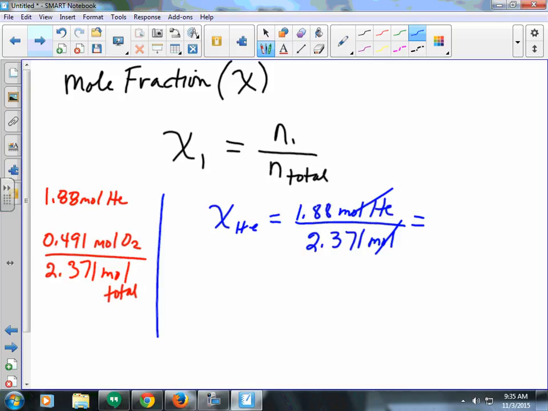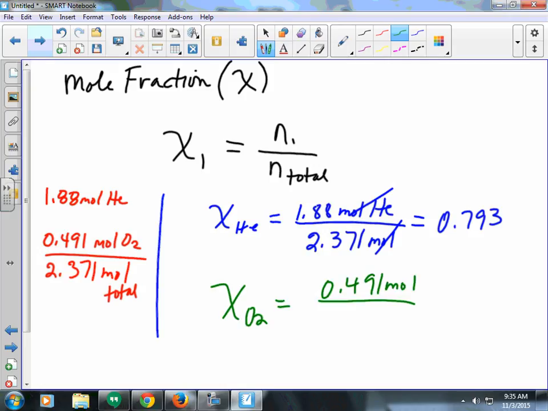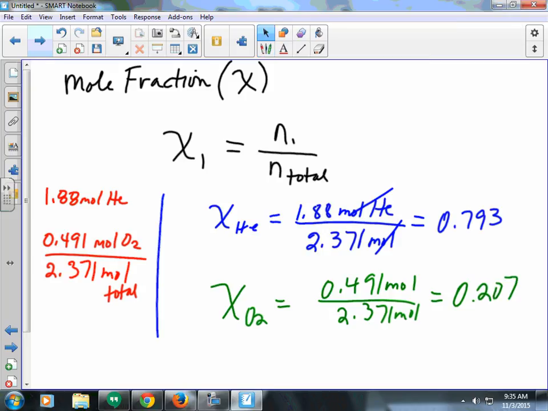So 0.793. And then do the same thing for oxygen. Mole fraction of oxygen, 0.491 moles over total. You punch that in. It should add up to 1. Sometimes it doesn't because of rounding. It does.